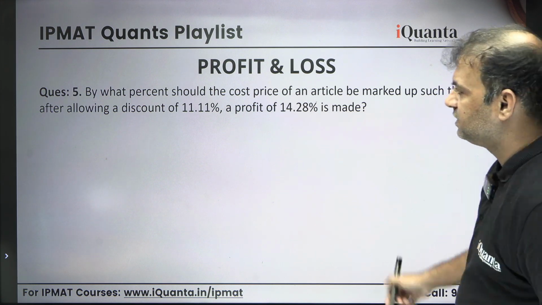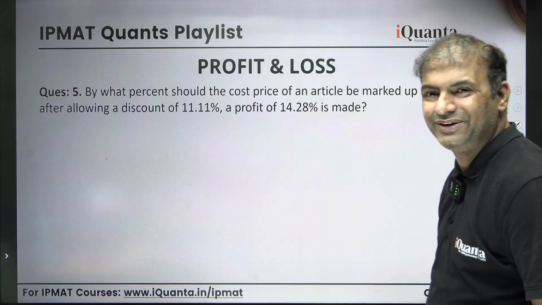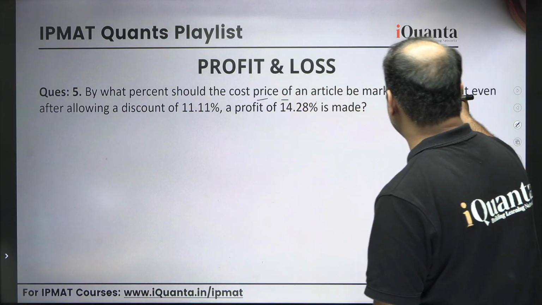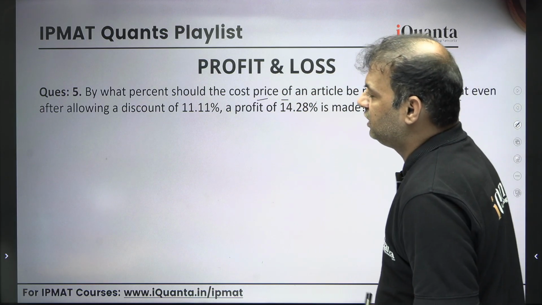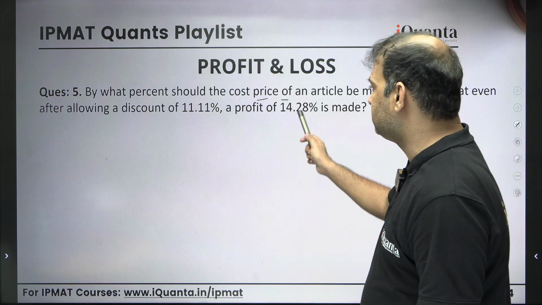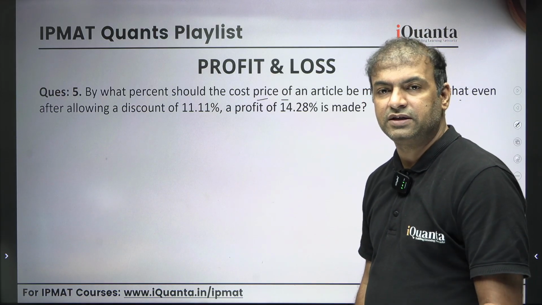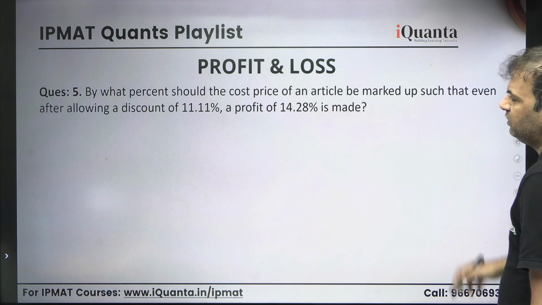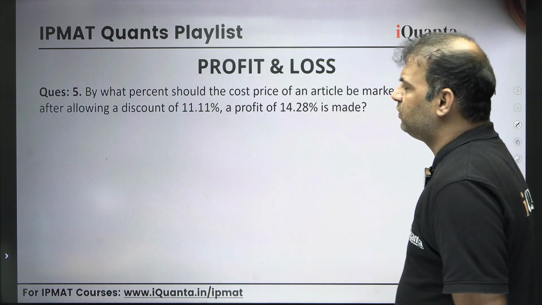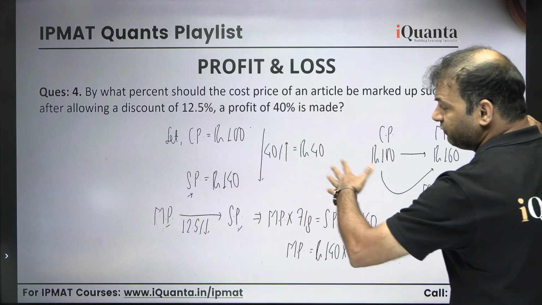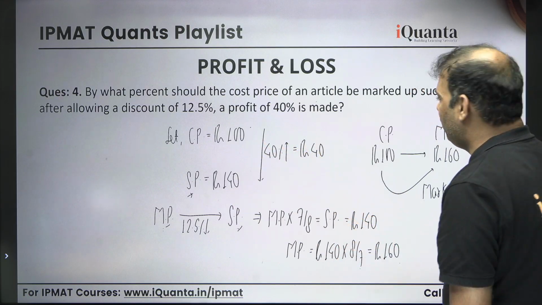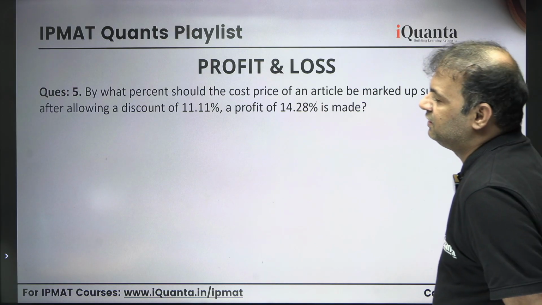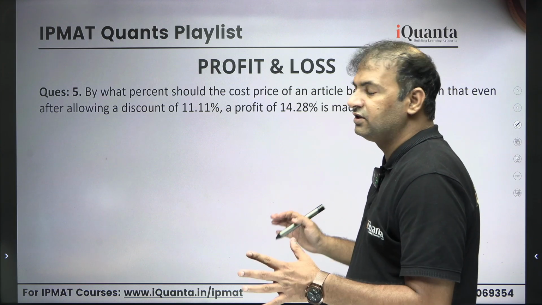But this time the percentages are slightly different. The question says: by what percentage should the cost price of an article be marked up such that even after allowing a discount of 11.11%, a profit of 14.28% is made? Alright, so how do we do it? The same thing, either we can solve with the assumption, if everything goes correct, or we can solve with this method as well. Alright guys, so remember how do we start this whole process?